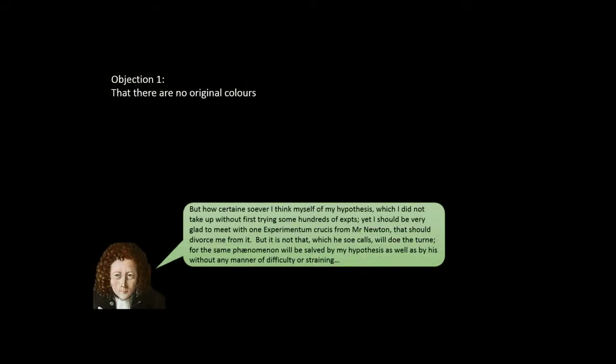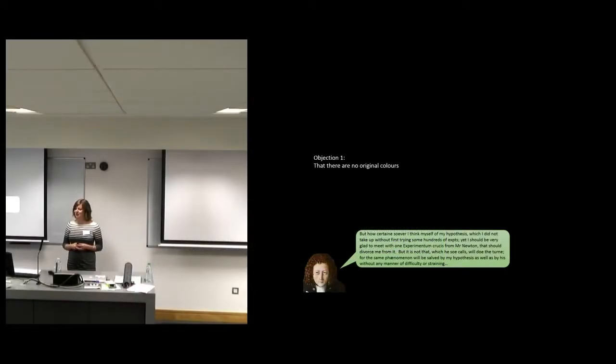"But how certain soever I think myself of my hypothesis, which I did not take up by first trying some hundreds of experiments, yet I should be very glad to meet with one experimentum crucis from Mr. Newton that should divorce me from it. But it is not that which he so calls will do the turn. For the same phenomenon shall be saved by my hypothesis as well as by his without any manner of difficulty or straining." So basically he rejects Newton's experimentum crucis as a crucial experiment. Interestingly, Hooke was one of the only people that could actually replicate the experiment. So it's not a matter of not being able to replicate it.